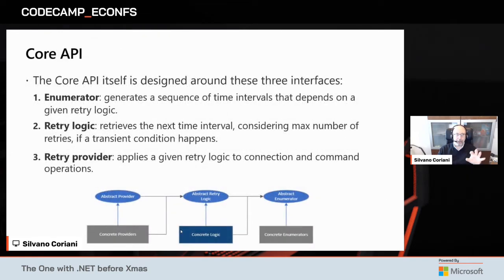Right. So the core API is made of these three components. The retry provider is the higher-level class, which basically has a specific retry logic associated. Retry logic is the piece of business logic which is basically defining when the next retry is going to happen, based on our configuration details. And the enumerator is effectively the timer behind the scenes, which is generating the time intervals depending on the retry logic.